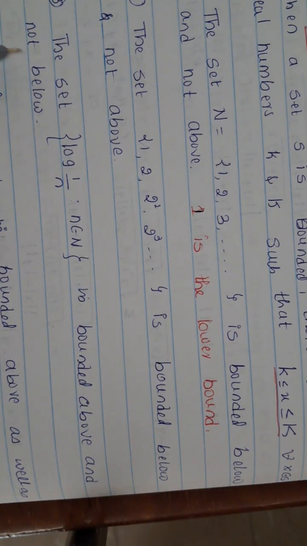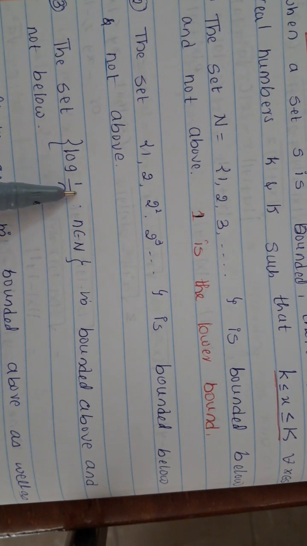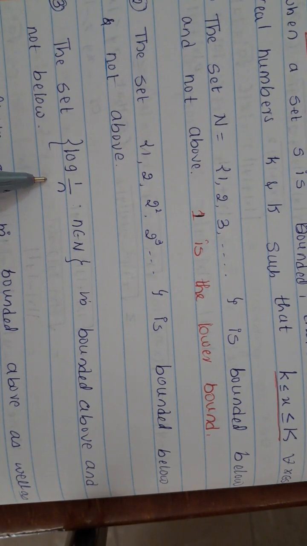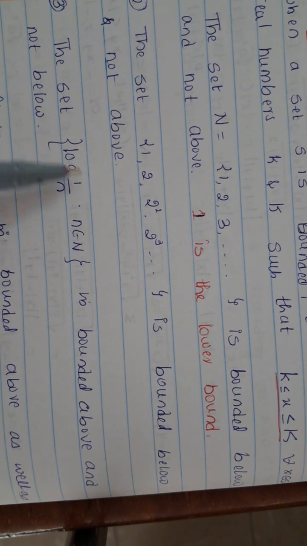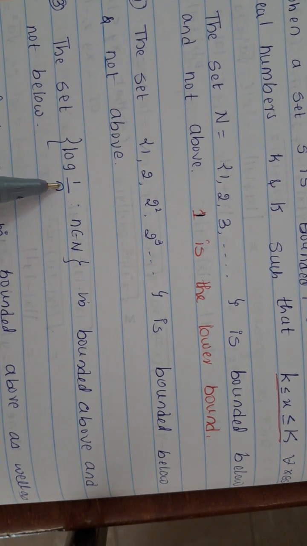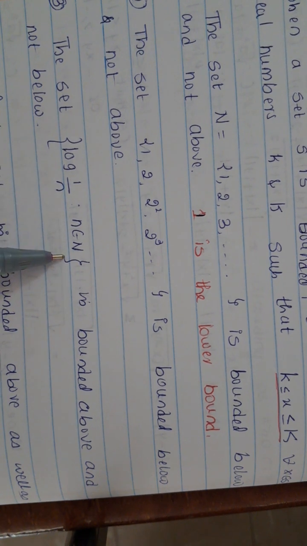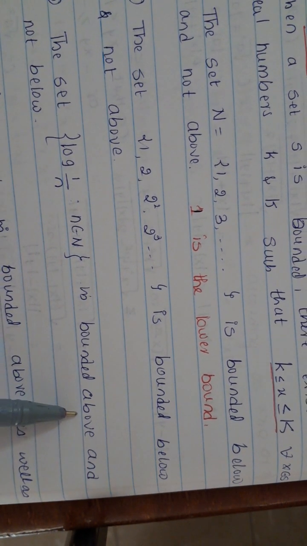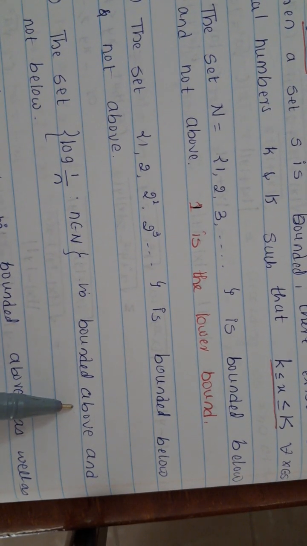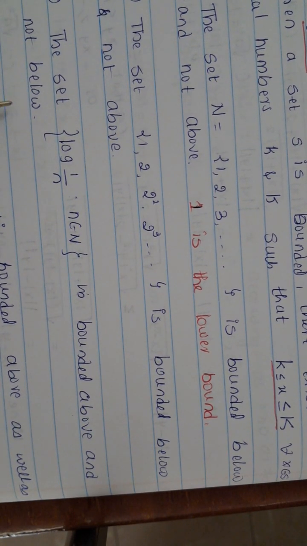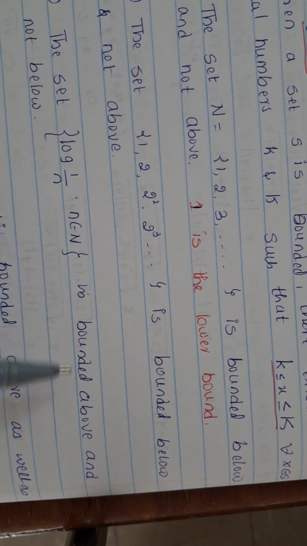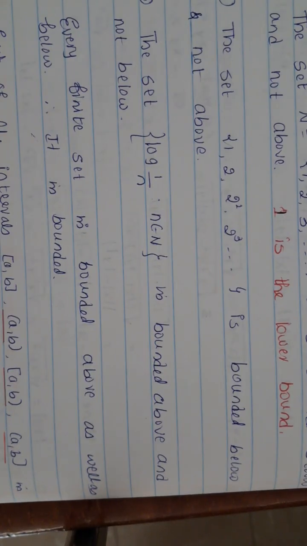Now let's see the given set log of 1 over n, where n is a natural number. If you take the values, the numbers are such that this set is bounded above. It has an upper bound, but it is not bounded below. It has no least number. So this particular set is clearly bounded above but not bounded below.